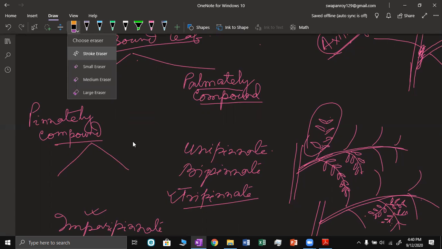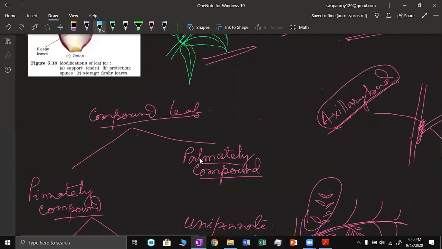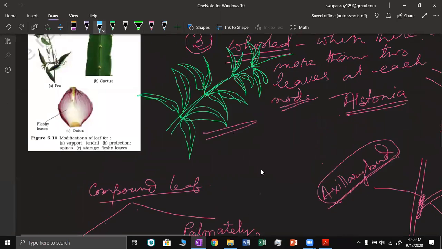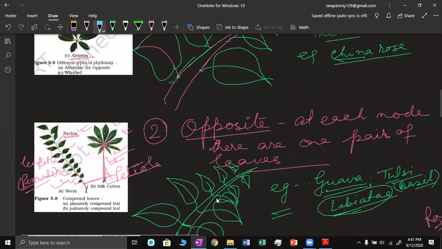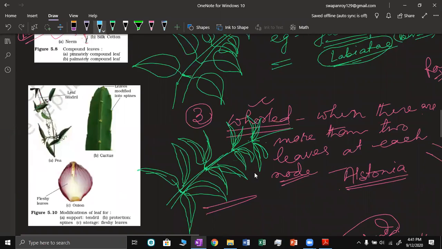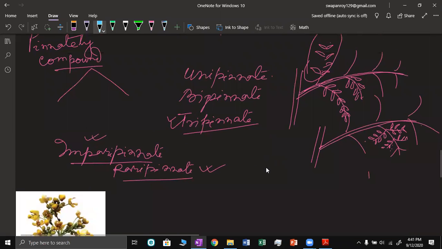So this is how the leaves are there, and the leaves, their arrangement, the leaf surface, leaf shapes, etc. are very important morphological structures by which we can identify a plant and a species. So in plant taxonomy, leaf morphology is very important.